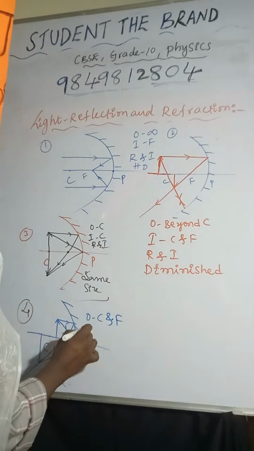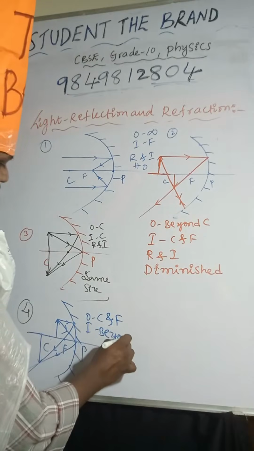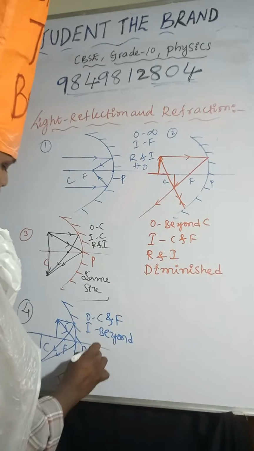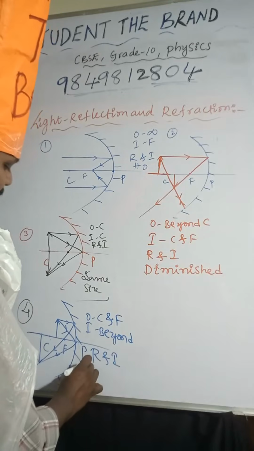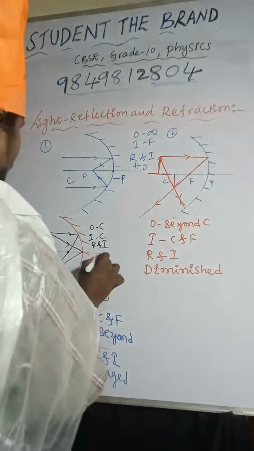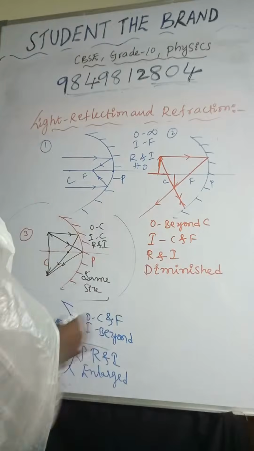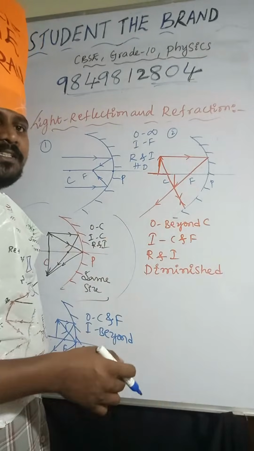So the image is forming beyond C. Nature of the image is real and inverted. Size of the image is enlarged. So after this position, the image will be enlarged only. So before this one, the image is diminished.